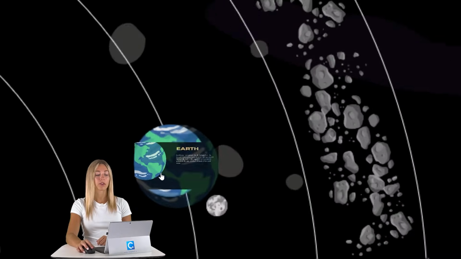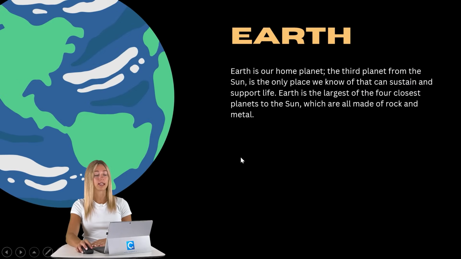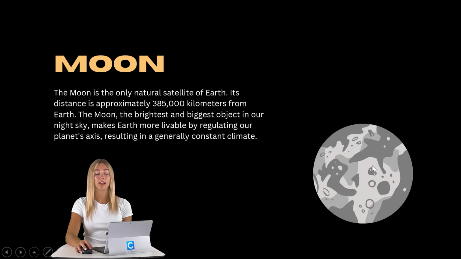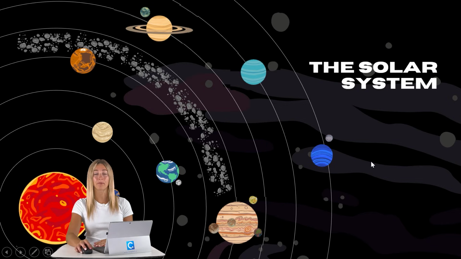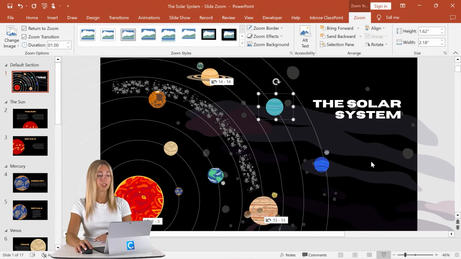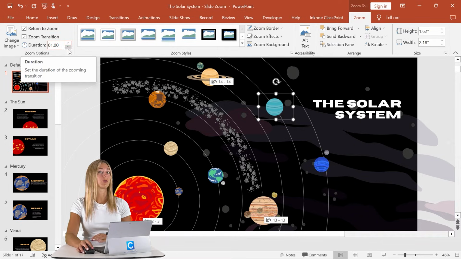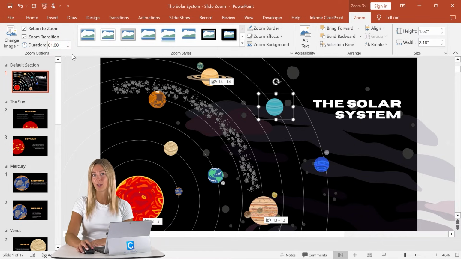With our Earth here, we have a couple of slides in this section. We have our Earth, our details, we'll have our moon slide, and then we'll jump back out to the beginning. If you guys do want that to be changed, just go ahead and uncheck Return to Zoom. In addition, some other zoom options that you might want to take a look at are our zoom effects or the duration of your zoom, if you're finding it's a little bit too fast or too slow.